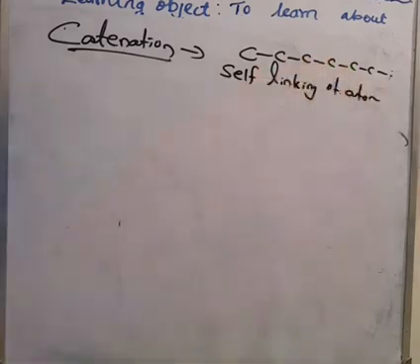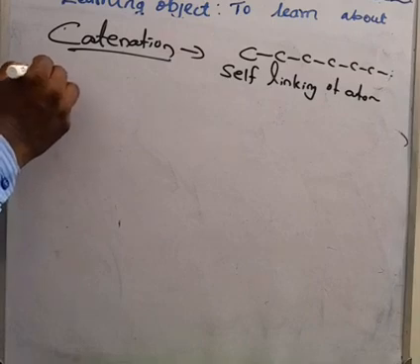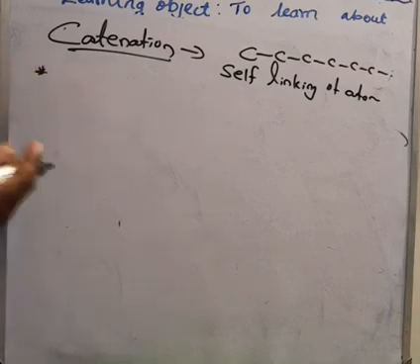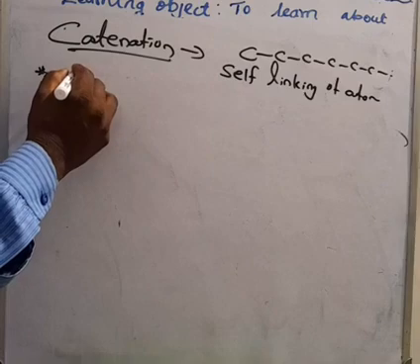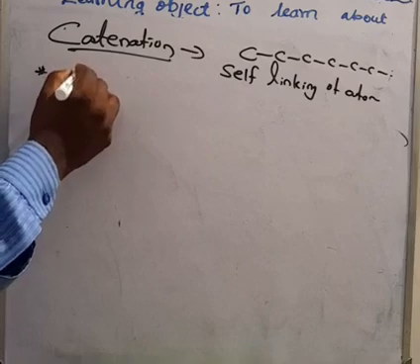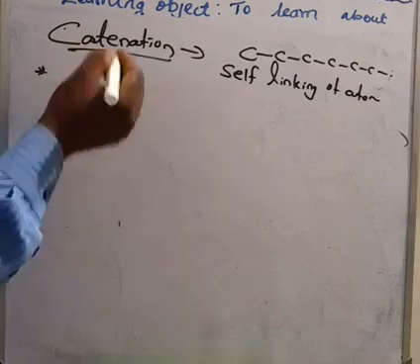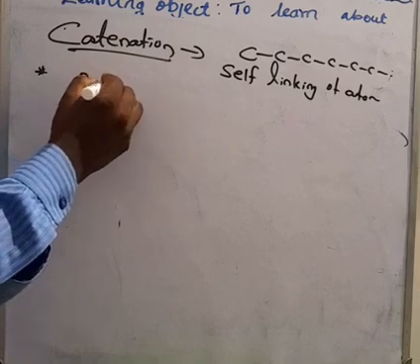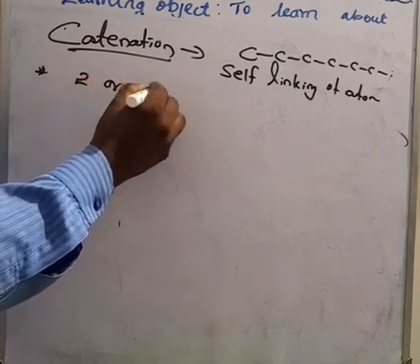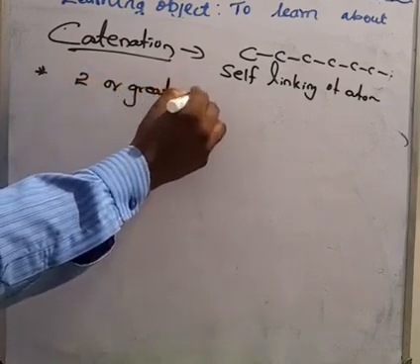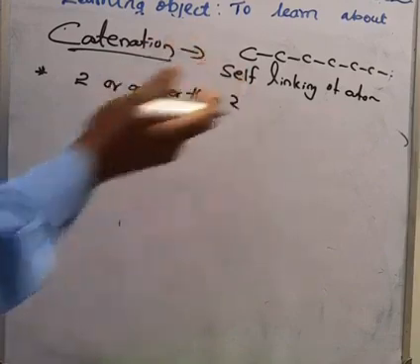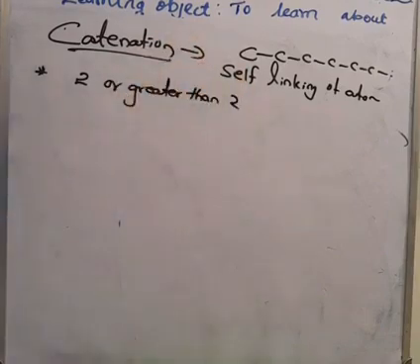What are the necessary conditions for catenation? Number one, the valency of the element must be greater than or equal to 2. That is, the element must have a minimum of 2 valence electrons, or more than 2.